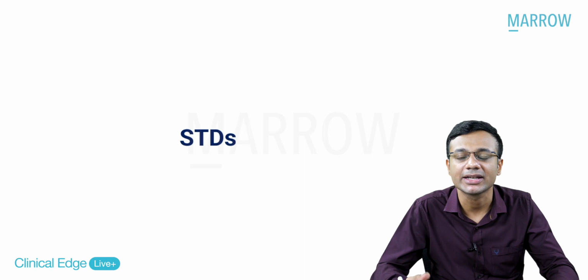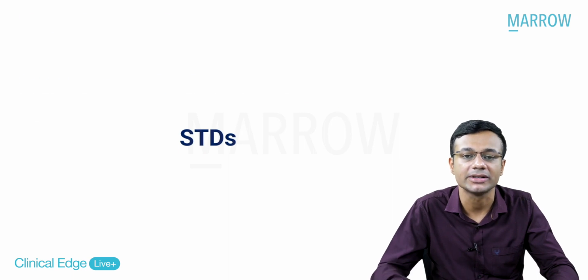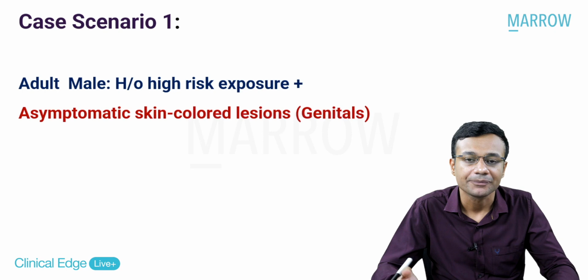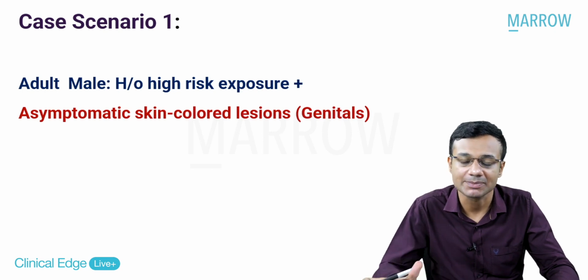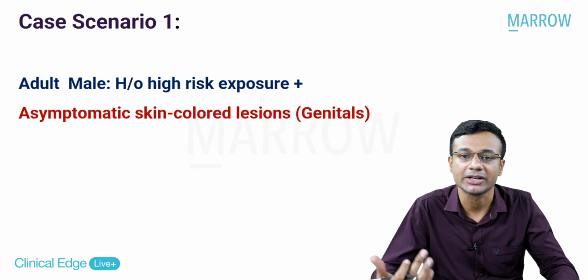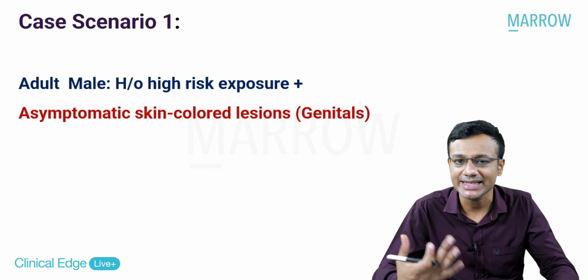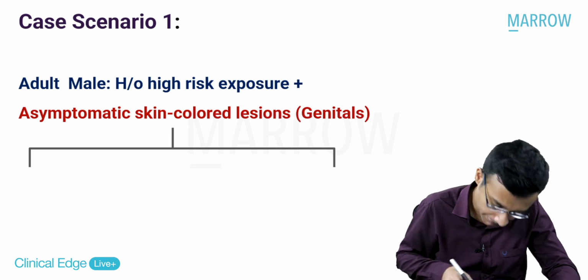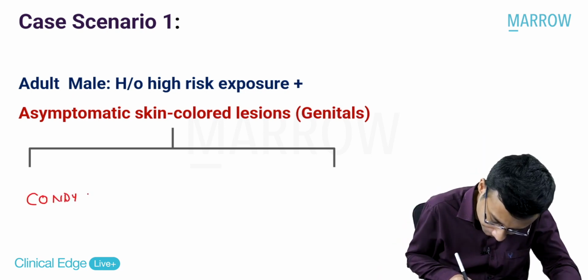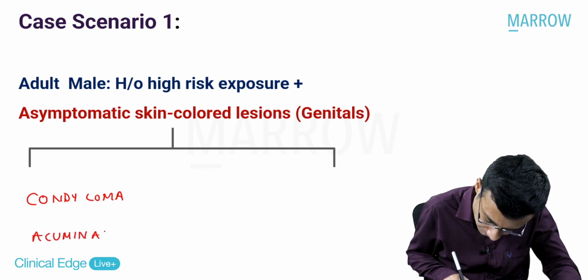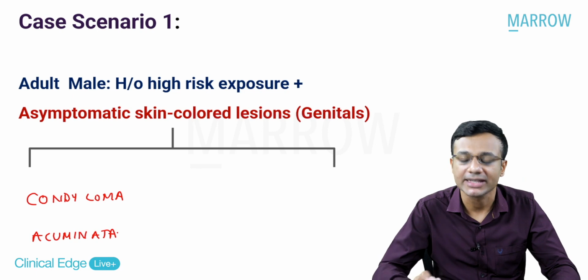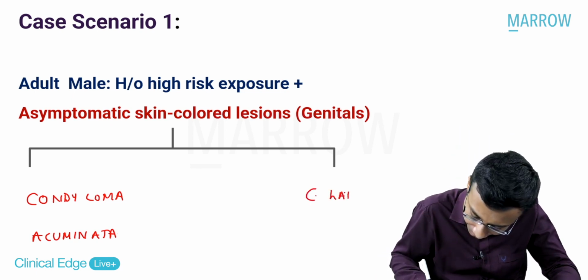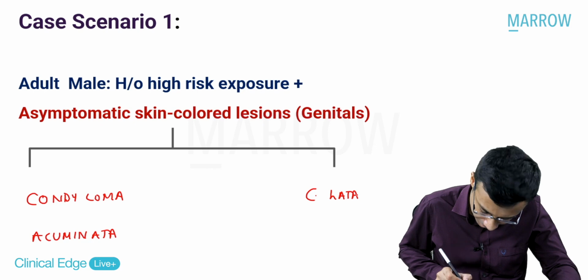Now let us take up some case scenarios, very, very important in the exam, in sexually transmitted diseases. Number 1, an adult male with history of high-risk exposure. High-risk exposure means exposure to sexually transmitted infections. He presents with asymptomatic skin-colored lesions on the genitals. So when I say asymptomatic skin-colored lesions on the genitals, I have 2 important differential diagnoses, students. Number 1, condyloma acuminata. The second important differential diagnosis here is condyloma lata. So these are the 2 important differential diagnoses to consider.